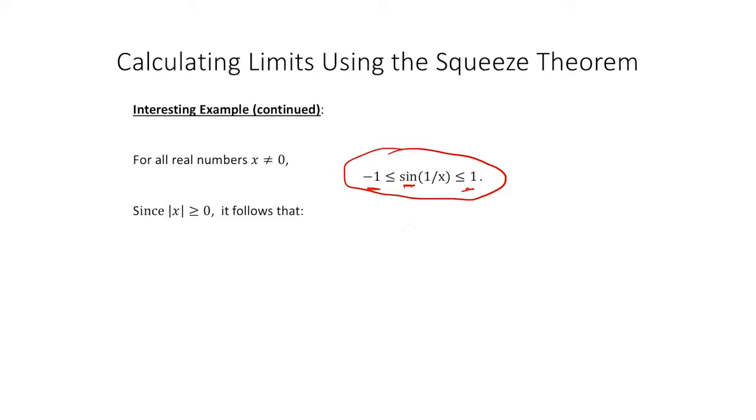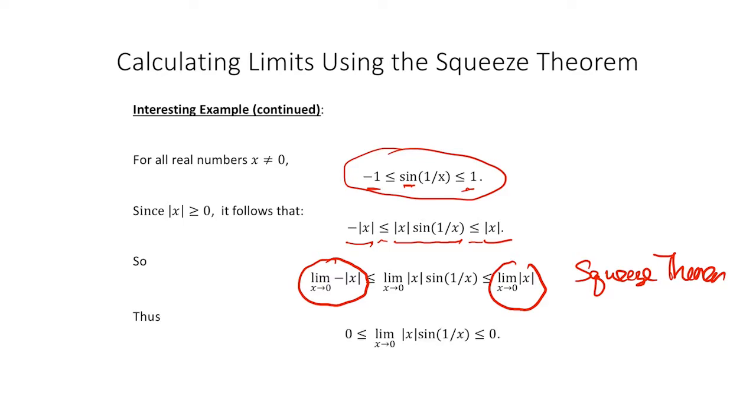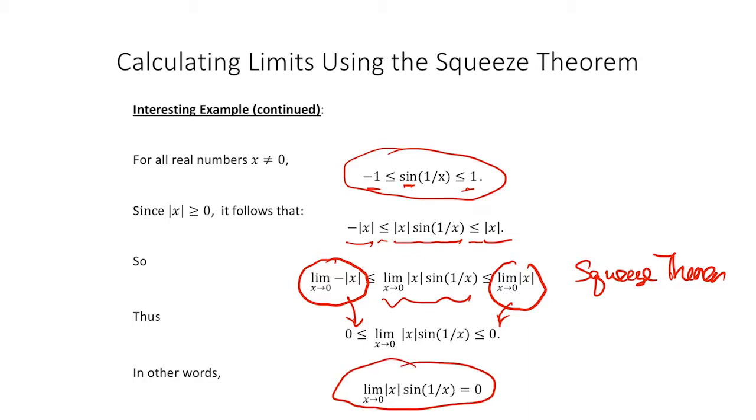So if we take the limit as x approaches 0 and apply the squeeze theorem, and this is where we use the squeeze theorem, because the limit as x approaches 0 of the negative absolute value of x and the limit as x approaches 0 of the absolute value of x are the same thing, 0, we get that the bit sandwiched in the middle is going to have a limit as x approaches 0 also of 0. So in other words, the limit as x approaches 0 of the absolute value of x times the sine of 1 over x equals 0.